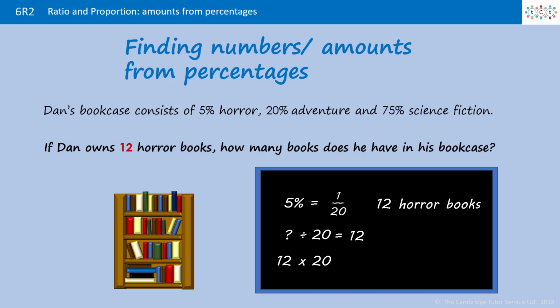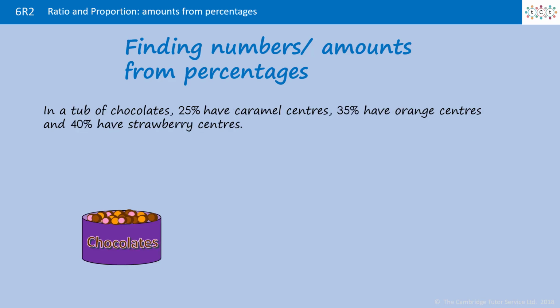12 times 20 is 240, so that means Dan has 240 books in total in his bookcase, if 5% of them represents 12. This one's for you to try.